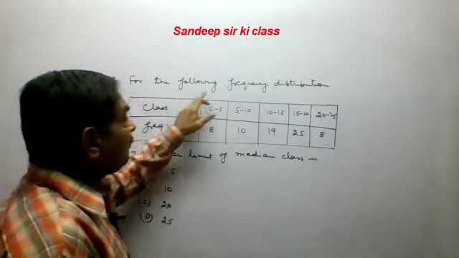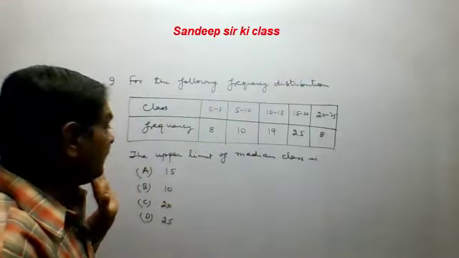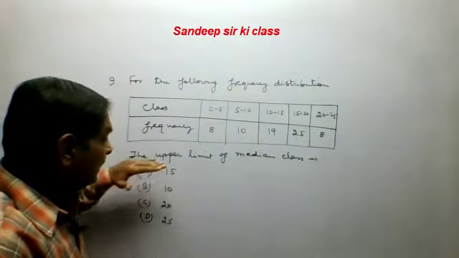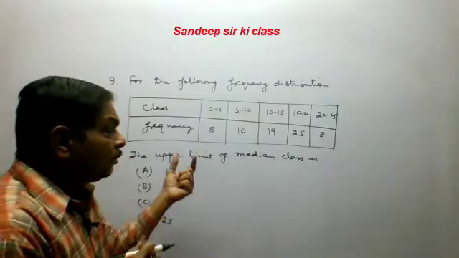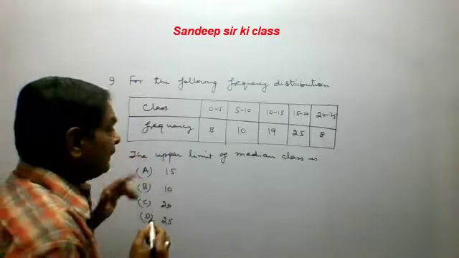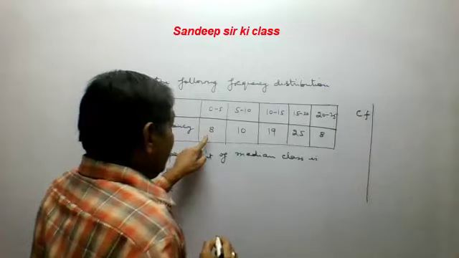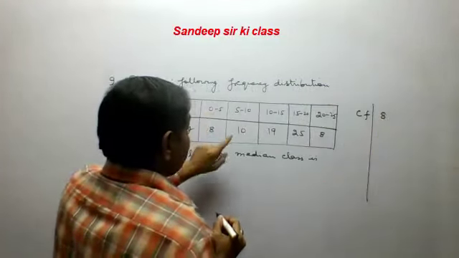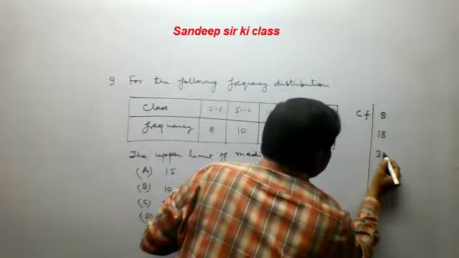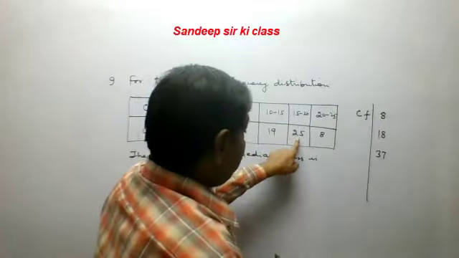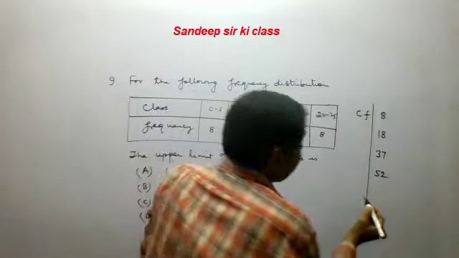Question number 9. For the following frequency distribution, the upper limit of median class is, a frequency distribution is given. We have to find the median class first and then we will write the upper limit of that median class. Options are given like this. See, to find out the median class, we will first find the cumulative frequency. Let us calculate the cumulative frequency here only. We'll write it here, cumulative frequency 8, which will correspond to this. Then 8 plus 10 is 18. 18 plus 19, 37. 37 will correspond to this. Then 25 plus 37 is 52. And then 52 plus 8 is 60.